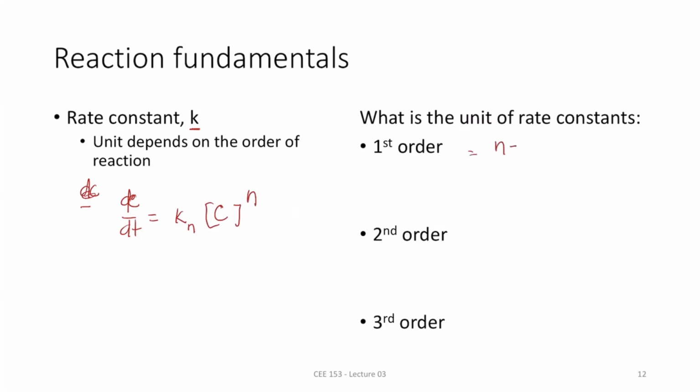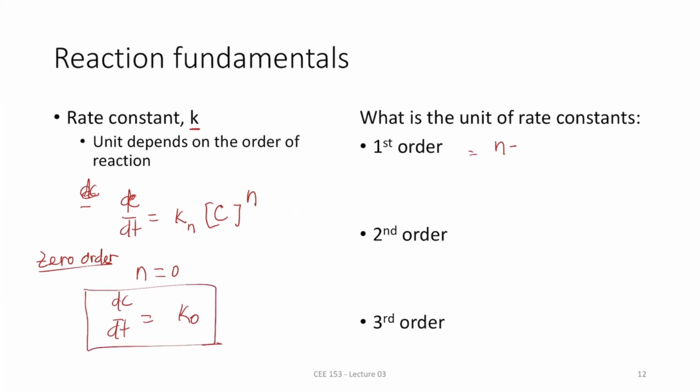or let me write zero order, so that's something I missed here. N equal to 0. So that means dC by dt is, I'm just writing K0 so that it says that this is a zero order constant. And C to the power 0 is 1. So that means this is the zero order rate reaction. Change in concentration doesn't depend on the concentration of the pollutant in the system.